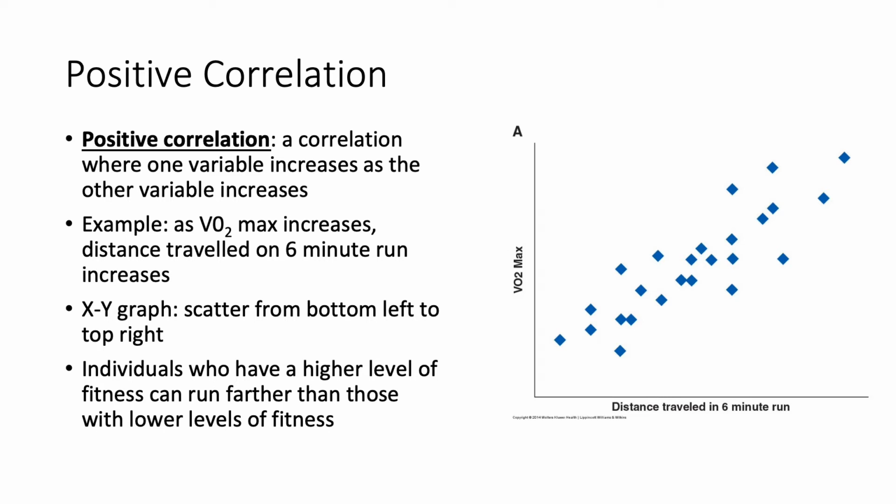For this example, we are looking at the relationship between cardiovascular fitness using VO2 max as a measure, and then the distance traveled in a 6-minute run. After testing individuals of different fitness levels on VO2 max and their distance traveled in 6 minutes, you will then put their data into SPSS and create a graph. The graph will then display points and show the relationship. Based on this example in the graph on the right, individuals who have a higher level of fitness can run farther than those with lower levels of fitness.